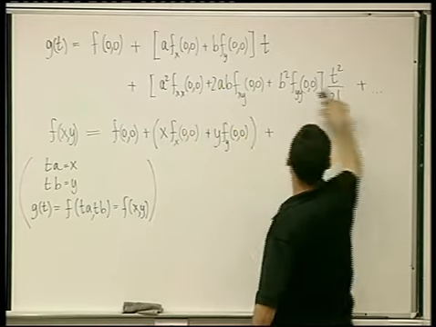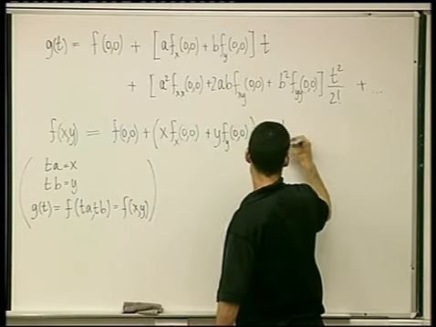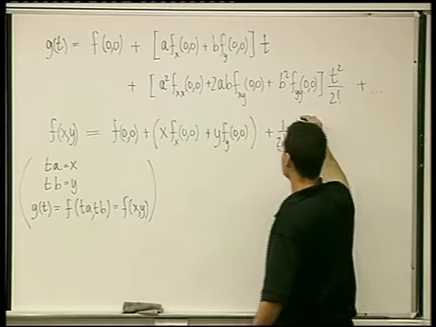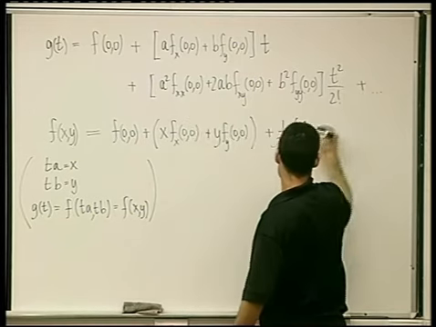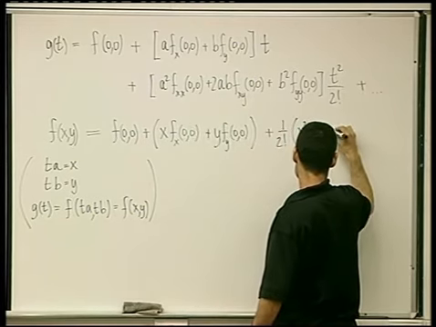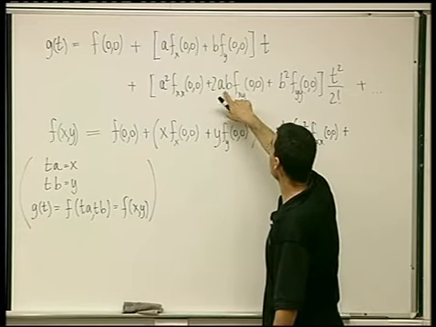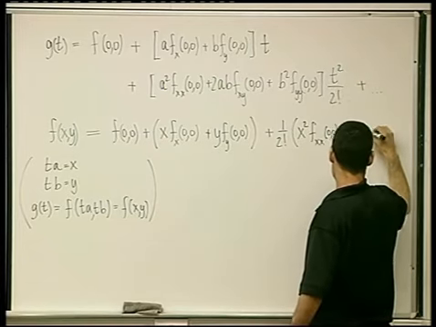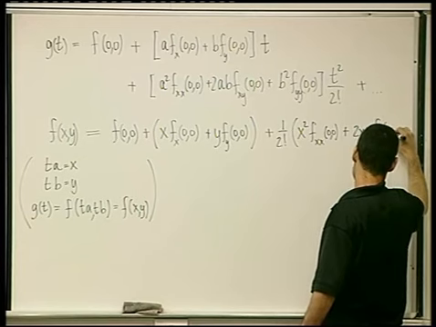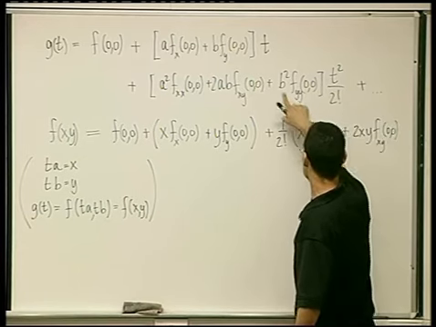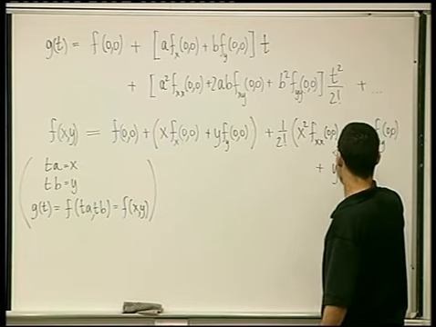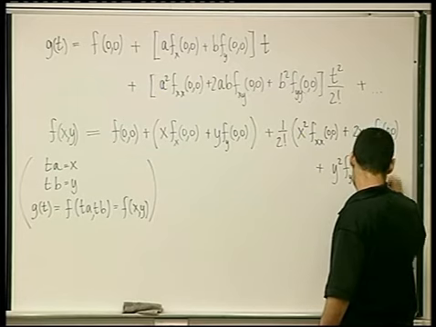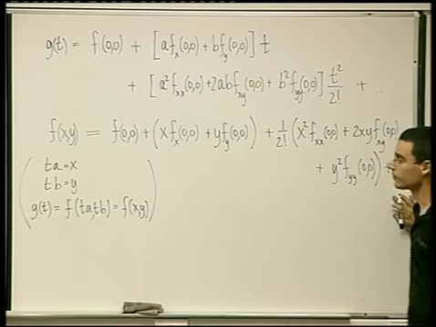Plus, what do I get from this? I get 1 over 2 factorial, that's this. a squared t squared is x squared. So I get x squared f_xx at 0, 0, plus 2abt squared is 2xy, 2xy f_xy at 0, 0, plus b squared t squared is y squared, y squared f_yy at 0, 0, plus dot, dot, dot. Clear?